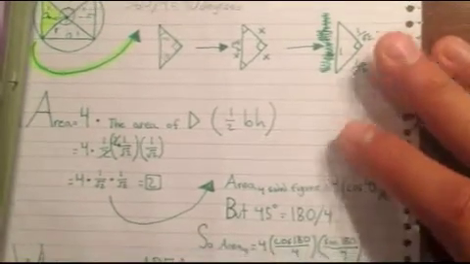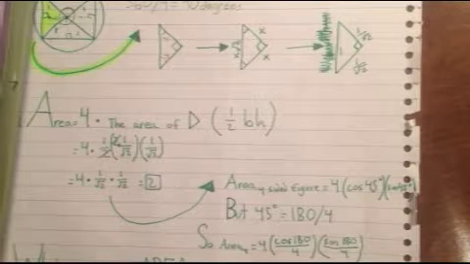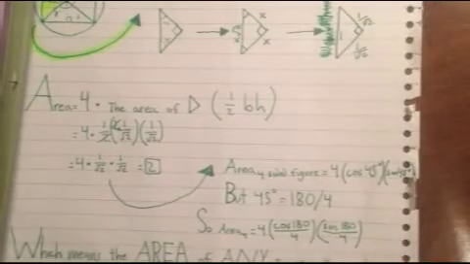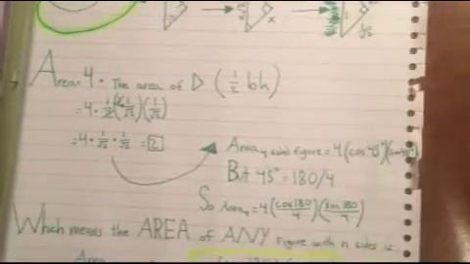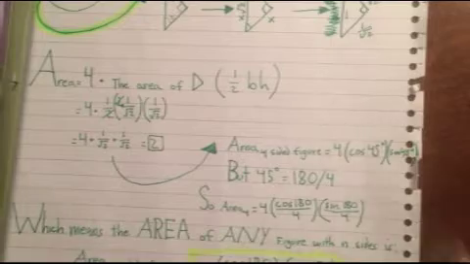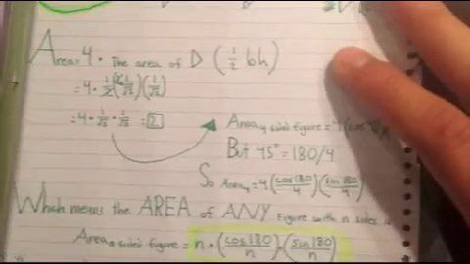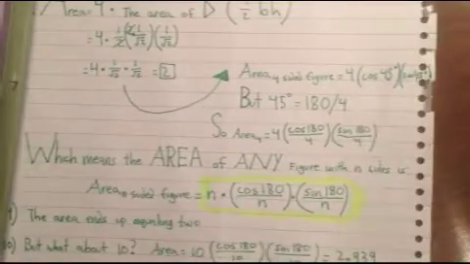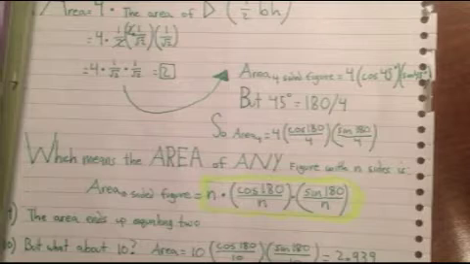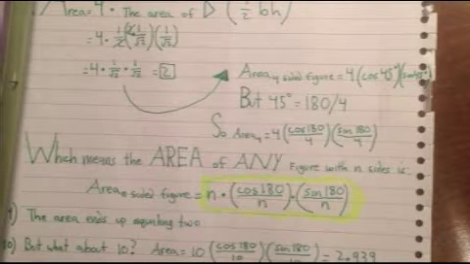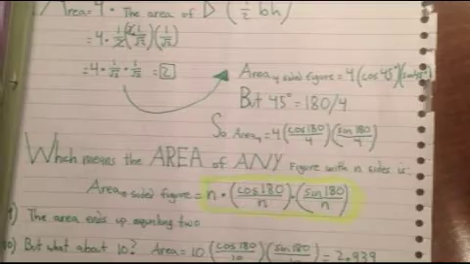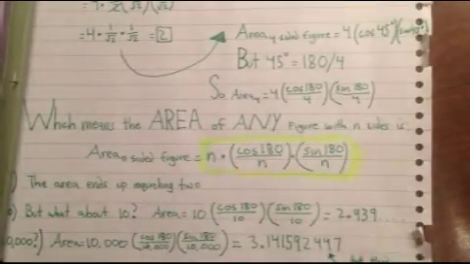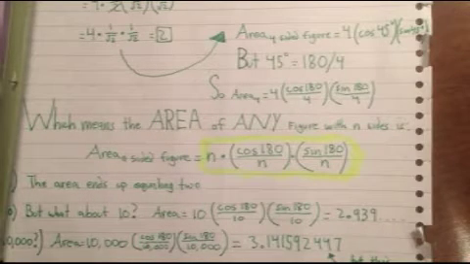So the area of this figure is 4 cos 180 divided by 4 sine 180 divided by 4, which actually means the area of any figure with n sides is n times cos 180 over n times sine 180 over n. And as I said before, this ends up equaling 2. But what happens if we have 10? The area is then obviously 10 cos 180 over 10 sine 180 over 10, which is 2.39, and so on. And then if we use 10,000, it actually ends up equaling 3.14159244477. But that's not exactly pi, obviously.